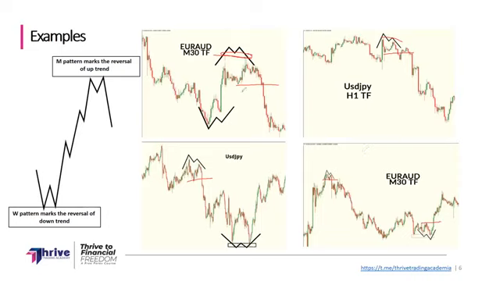everywhere. You can pause the video and take a very close look at these examples before we proceed. But just know that the M formation, or the M pattern, marks the reversal of an uptrend, while the W marks that of a downtrend. Let's go into more examples and show you guys how to make real money trading this strategy.